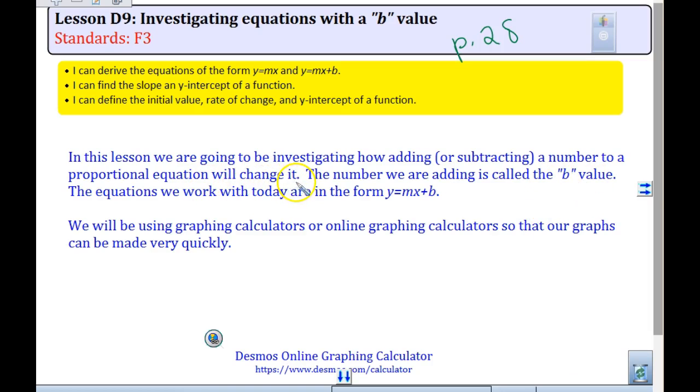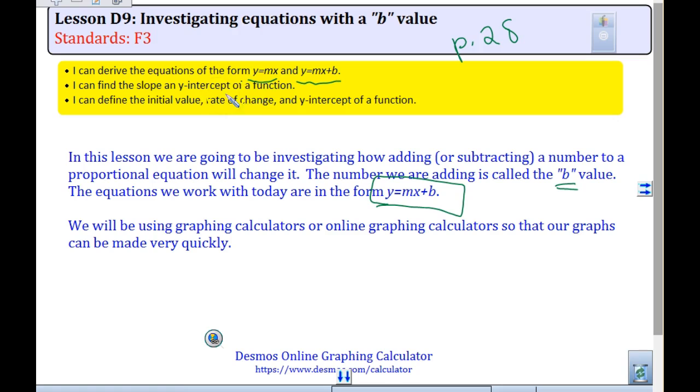Proportional equation that changes. The number we are adding is called the b-value. The equations we worked with today are in the form y equals mx plus b. So today we are going to be talking about what's different from last week where we just had our equations y equals mx. Those were proportional. We are now going to have this equation y equals mx plus b.